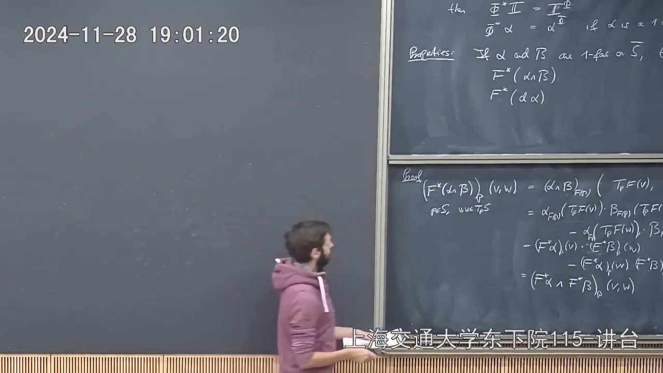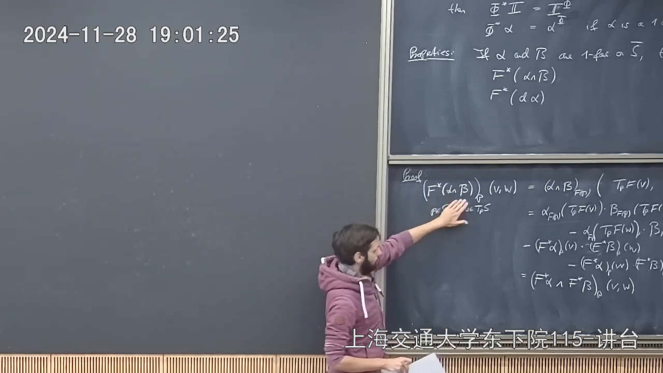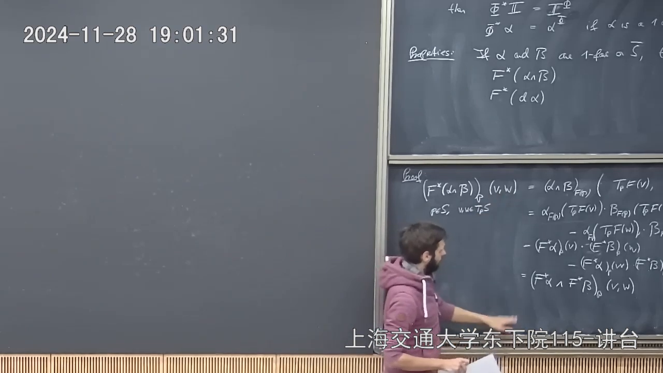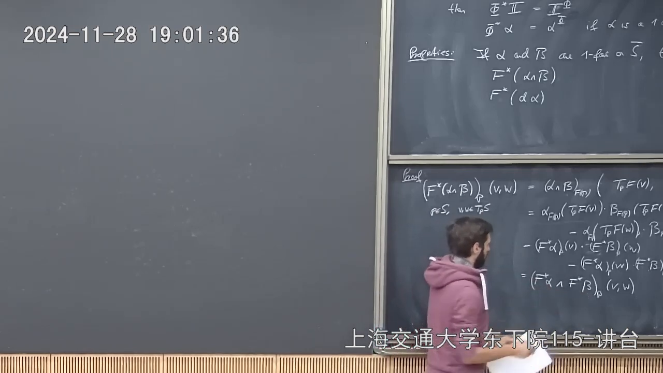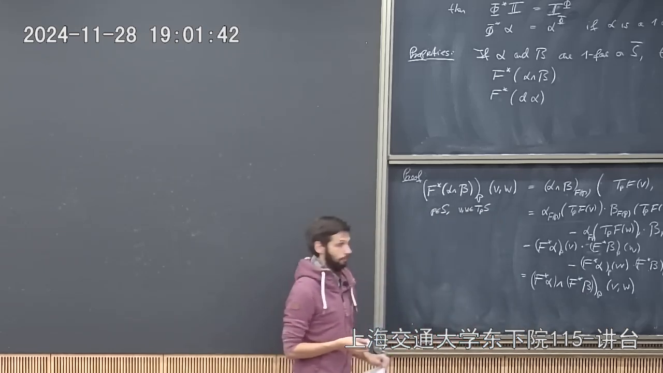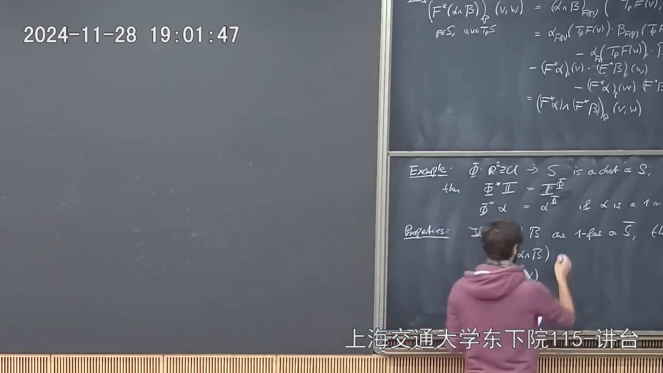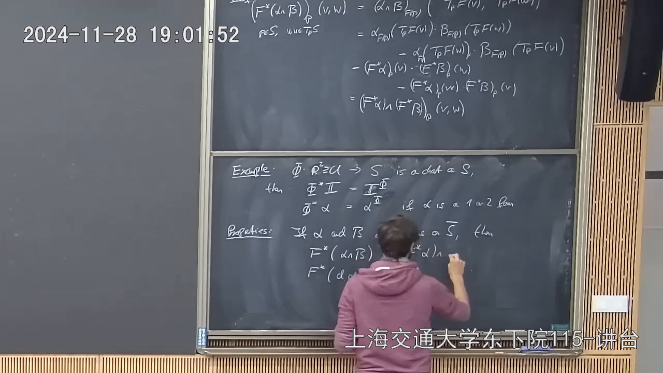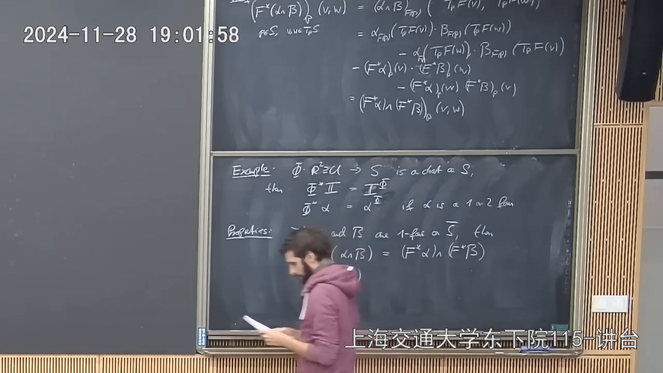So what we've shown now is that the pullback of the wedge product, because the vectors and the points were arbitrary, is equal to first doing the pullbacks and then taking the wedge product of the resulting one forms. So that's the first.